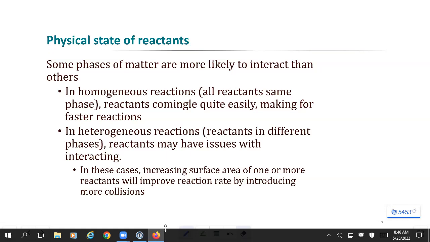For heterogeneous, we have reactants in different phases. There can be some interaction issues. If I have, for example, a catalytic converter in my car, a solid piece of metal inside of my exhaust system, I'm trying to get the reaction to occur on that solid piece of metal to turn the exhaust fumes into less dangerous exhaust fumes.